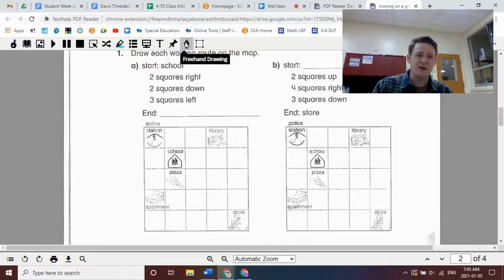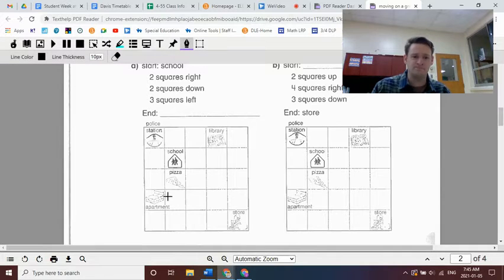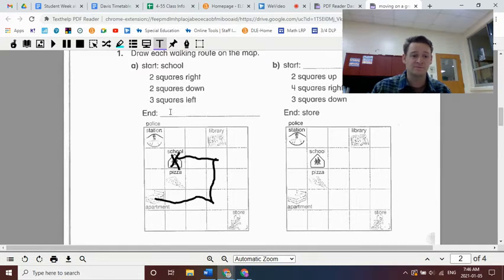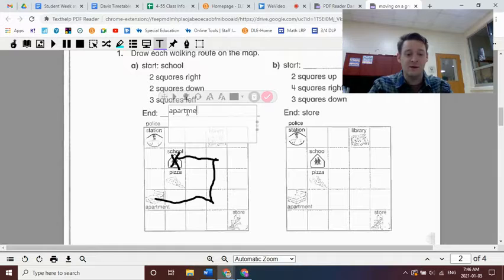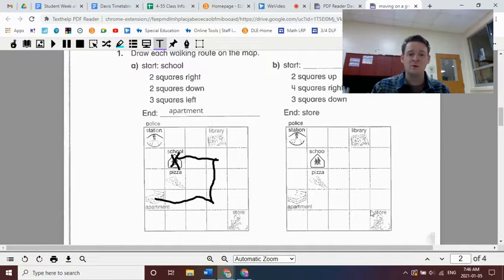You're going to start at school. Need to find where it says school. So right here, this is where I'm going to start. And I'm going to go 2 squares to the right. 2 squares down. 2, 2, 2, 2, 2. And 3 squares to the left. 1, 2, 3. And I end at my apartment. So end at the apartment. This is where we used to live.